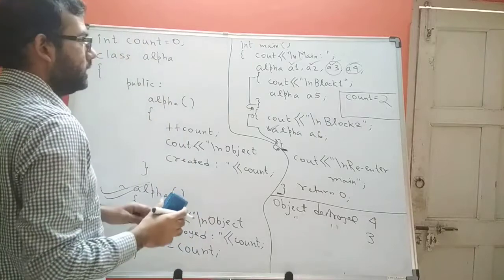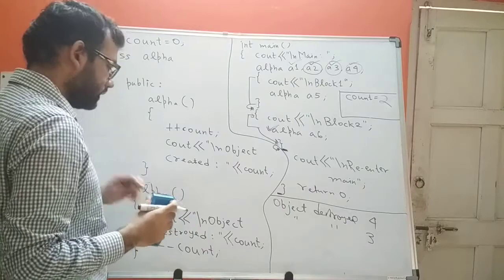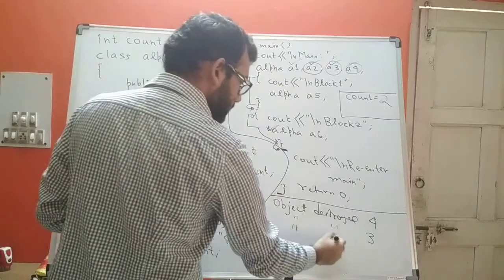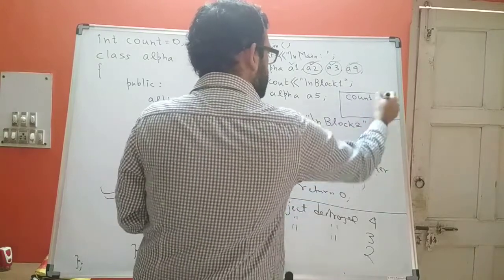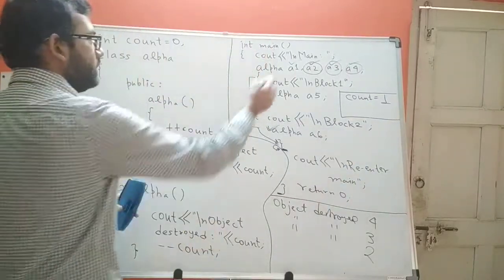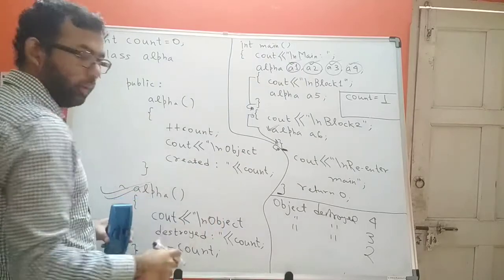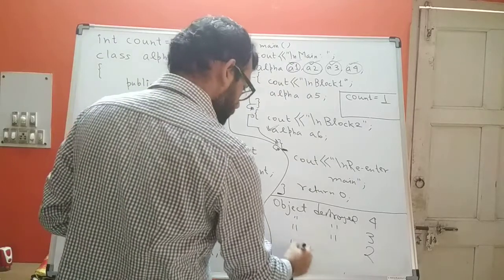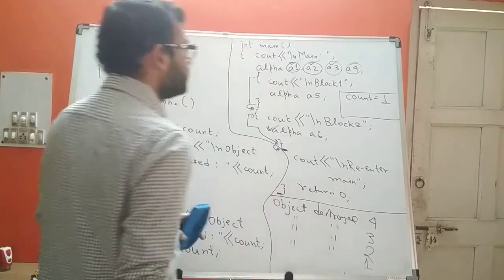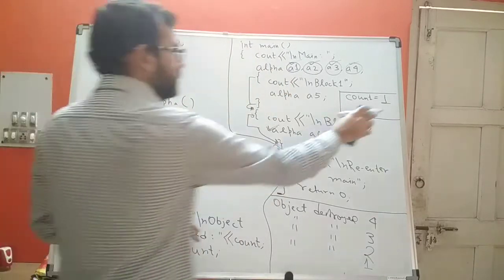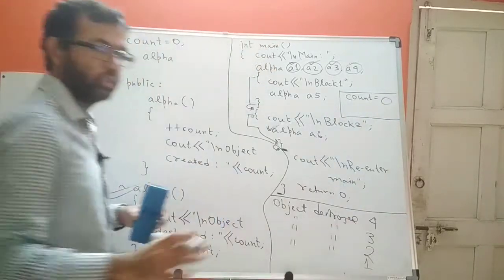And then again, for destroying A2, this destructor will be invoked, and you will be printing object destroyed 2. And the value of count will decrement by 1. And then again, for destroying A1, this destructor will be invoked, and you will print object destroyed, and then the value of count. What is the value of count? The value of count is 1. And then the value of count is finally decremented to 0, and the program execution comes to an end.